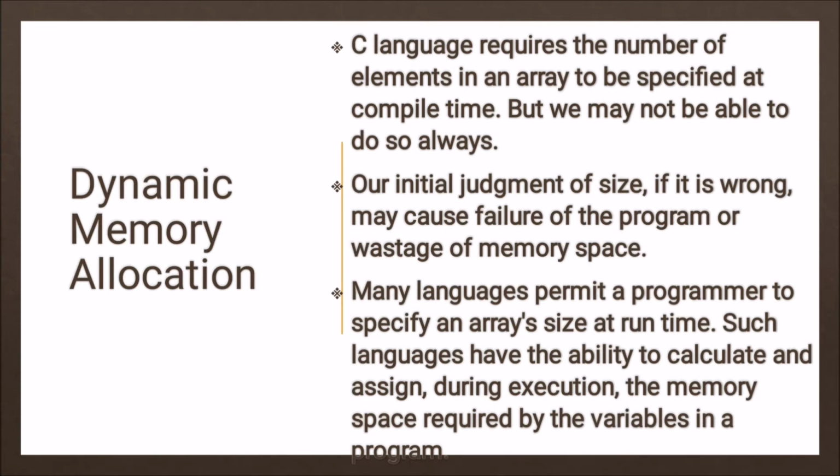C language requires the number of elements in an array to be specified at compile time, but we may not be able to do so always. In many cases we are not able to fix the number of elements in an array. Our initial judgment of size, if it is wrong, may cause failure of the program or wastage of memory space. Many languages permit a programmer to specify an array size at runtime.